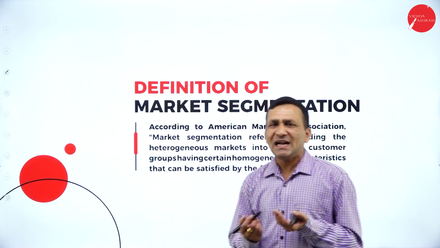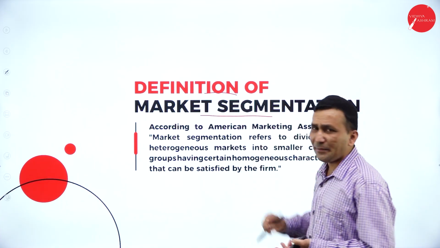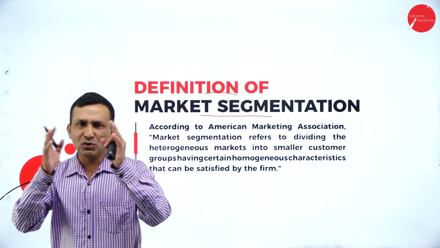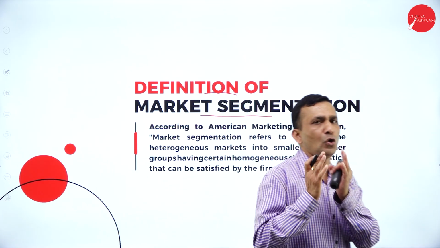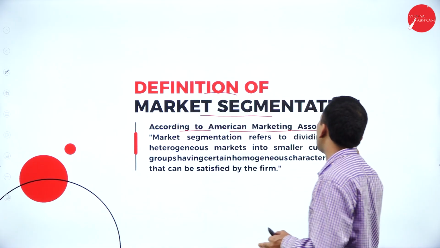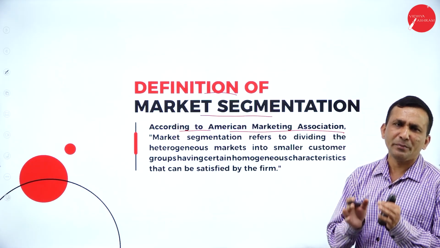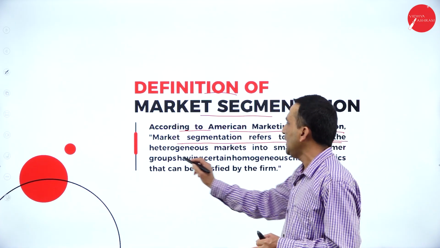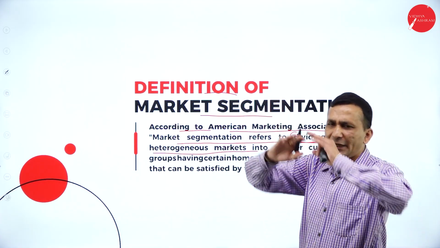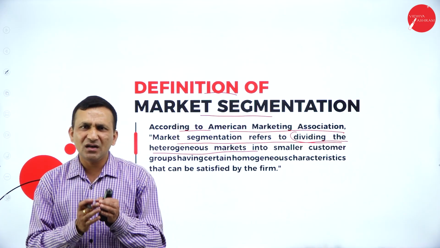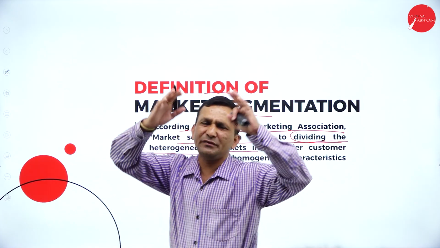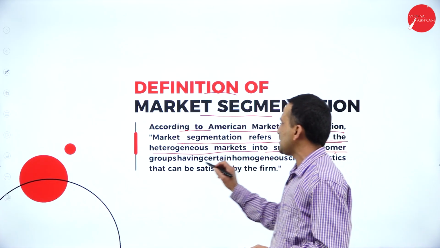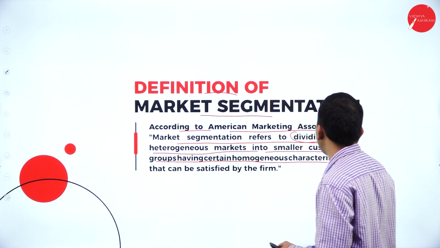Now moving on, there is one standard definition of market segmentation. I hope it is very clear to understand. Segmentation means the total population, the total market, we are dividing into a number of subgroups or small parts. According to the American Marketing Association, which is a formal definition you must remember, market segmentation refers to dividing the heterogeneous market, which is not studied as similar, the heterogeneous meaning the mass concept, into smaller customer groups having certain homogeneous characteristics.